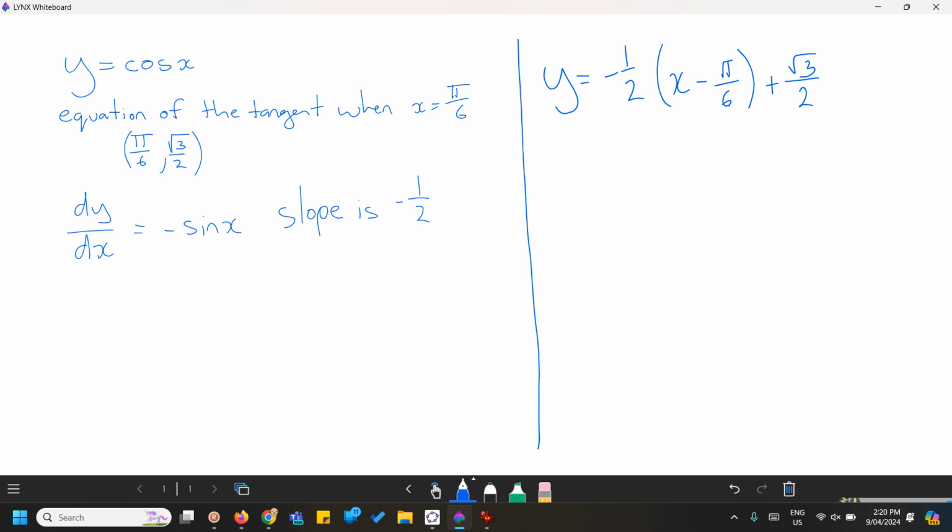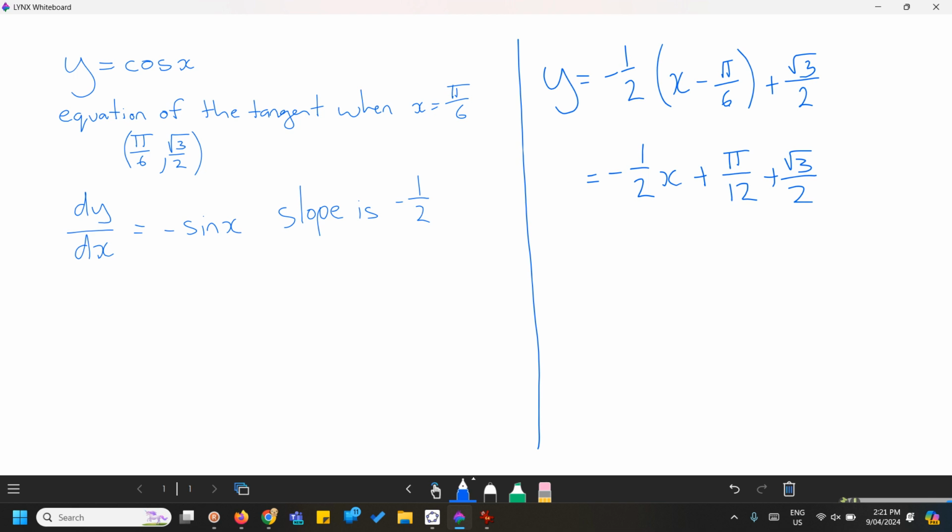If you're using one of the other methods, that is just fine. Now, when we expand out our brackets to get our final equation, we are going to have negative 1/2 x, which is what we'd expect, because we know that's what the slope was. And then this next bit, when we expand the brackets, a negative 1/2 times negative pi on 6 is going to be positive pi on 12. And then we've got the plus root 3 on 2 at the end. Now, that would be enough. For all intents and purposes, that would be enough to answer this question.